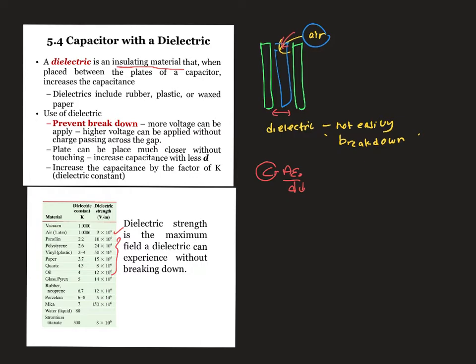Okay, so next we are going to discuss the effect of dielectric material on voltage, charge, and electric field, where we are going to have two rules. The first one is where charge is going to be constant, and the other one is where potential difference is going to be constant.